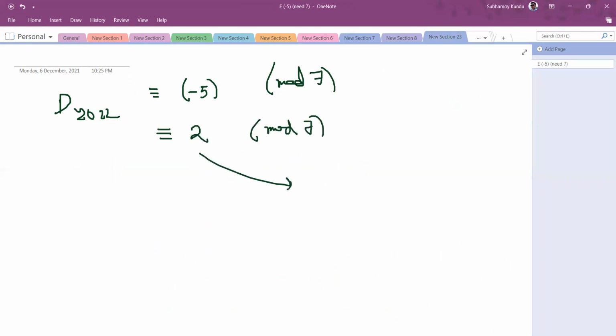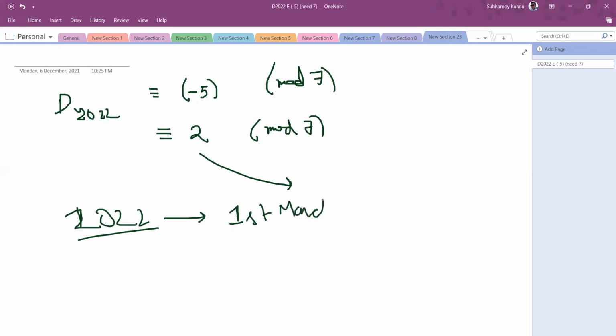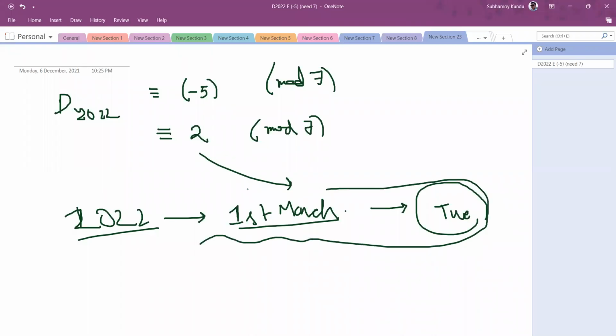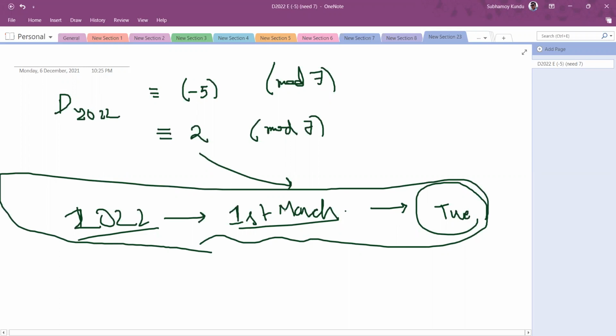That means it is always the 1st March 2022. It will always be Tuesday. You can check it by your calendar, what will be the day of 1st March 2022, which is Tuesday.